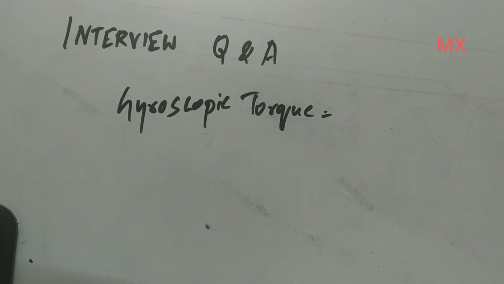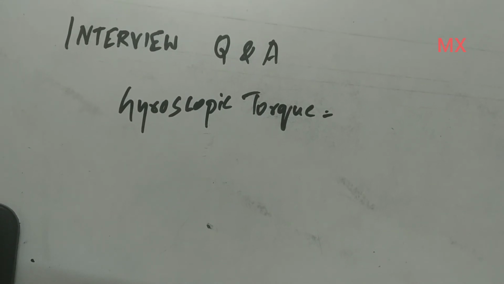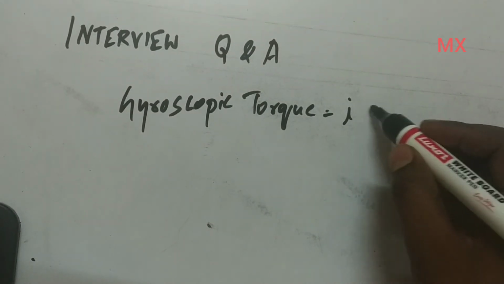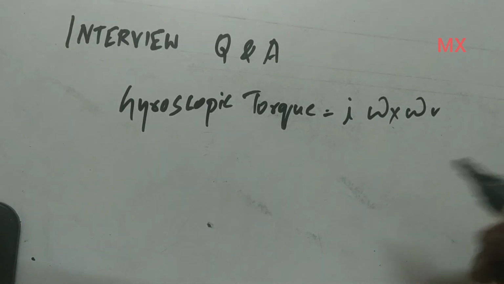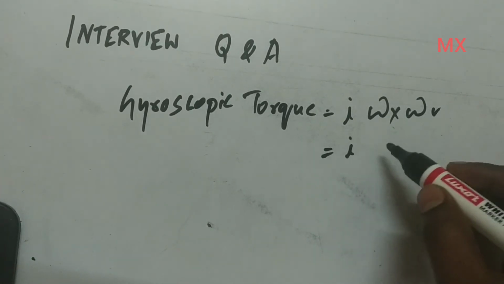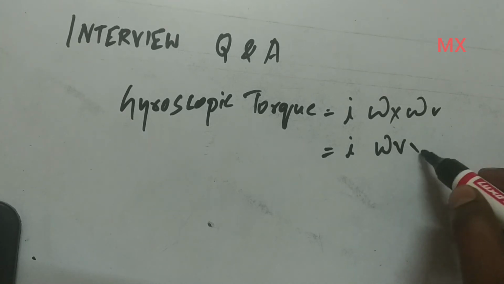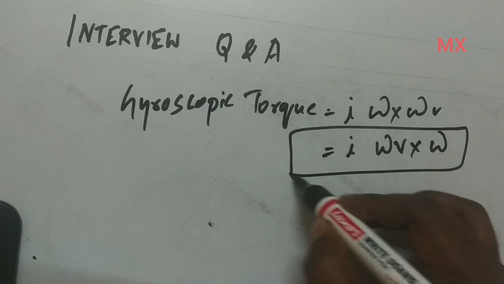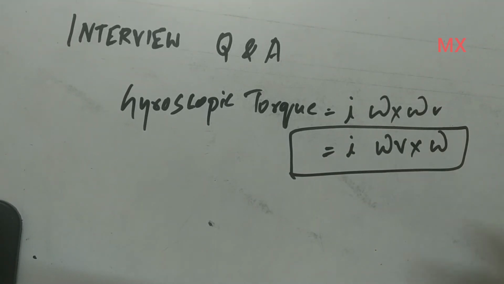And now coming to gyroscopic torque, what you have to tell for the gyroscopic torque is I omega cross omega V, and you can tell that I into omega V cross omega. If you are able to tell this, then this will be the answer for the interviewer's question, what is gyroscopic torque. So I have discussed the relation between velocity and angular velocity, and acceleration and angular acceleration, and also how to tell the torque, Coriolis acceleration, and also gyroscopic torque. So these are the main basic things.